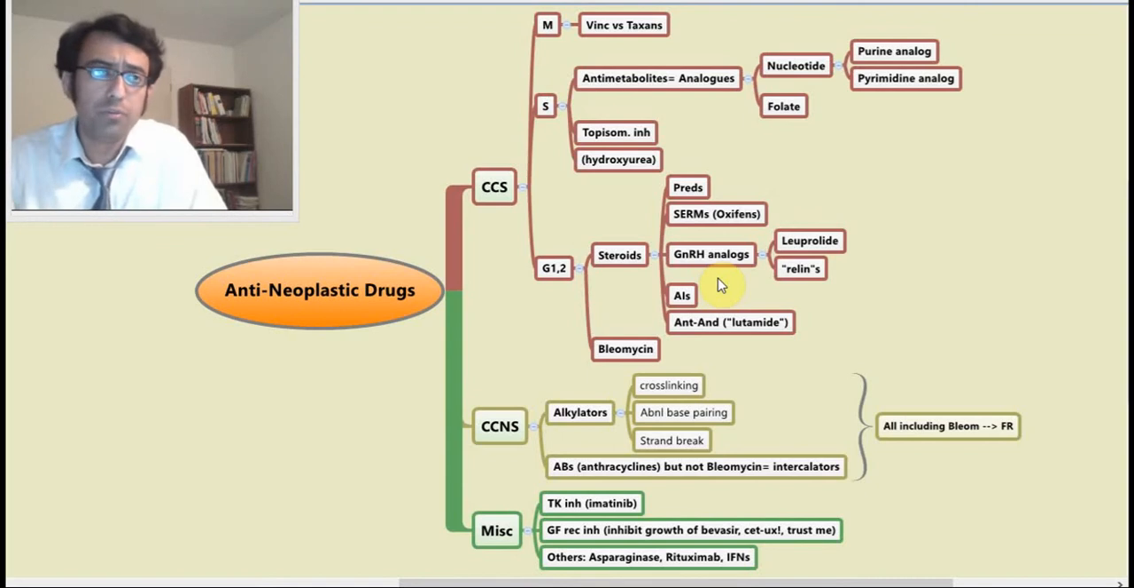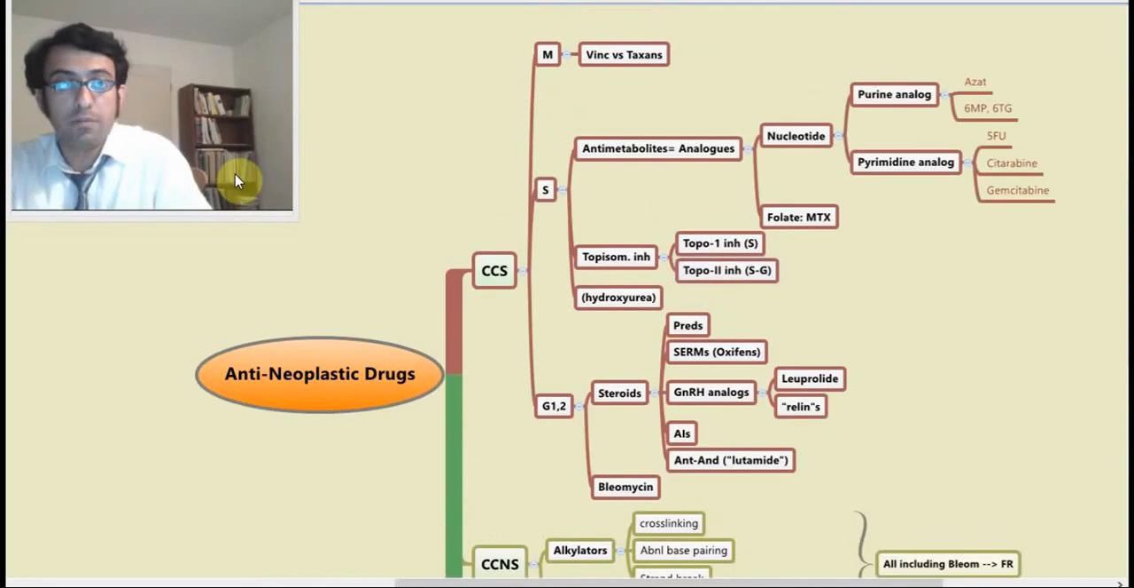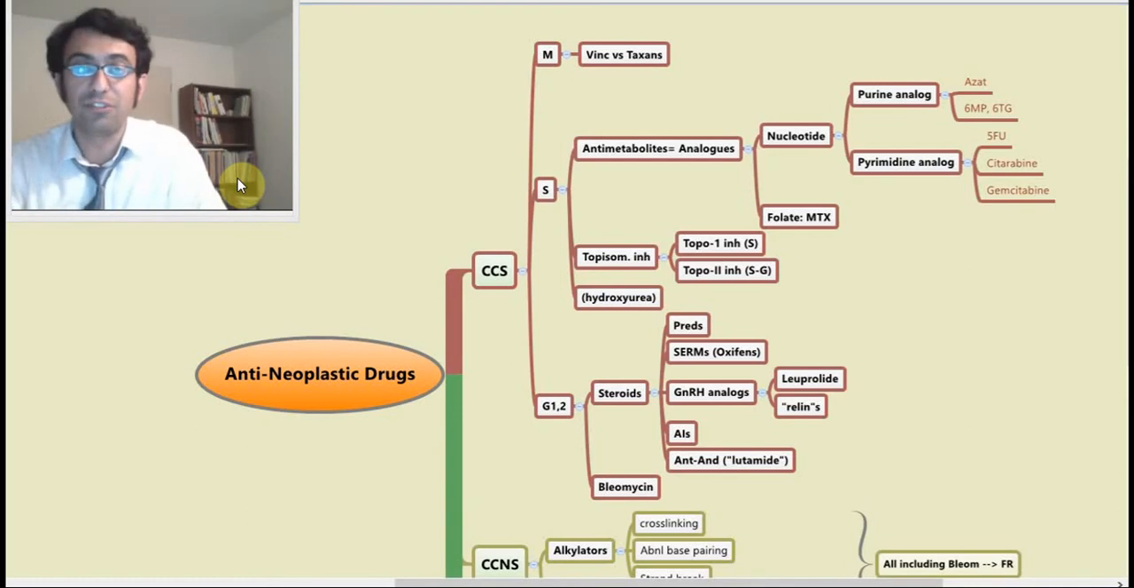True or false, vinca alkaloids are only useful against solid tumors. That's not necessarily so. Vinca alkaloids can be used also for lymphomas or leukemias. Well, that said about the mitotic inhibitors, it's time for this exciting group of drugs, S phase specific anti-cancer drugs. I categorize them into anti-metabolites, topoisomerase inhibitors, and hydroxyurea.